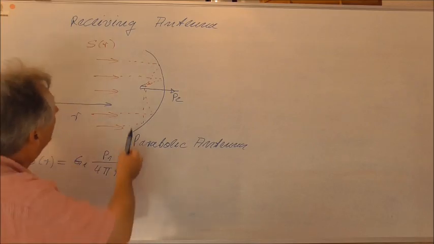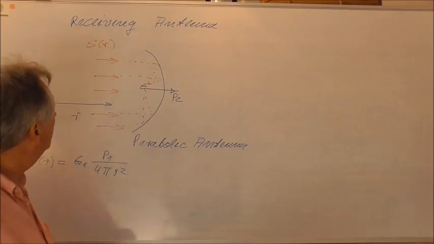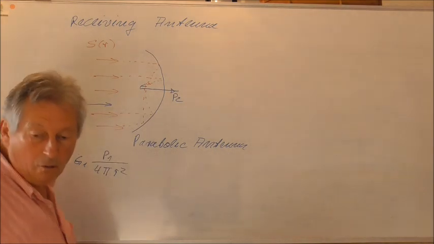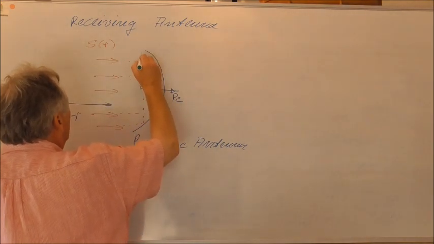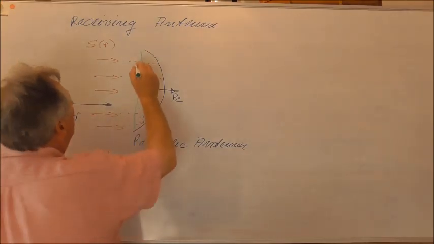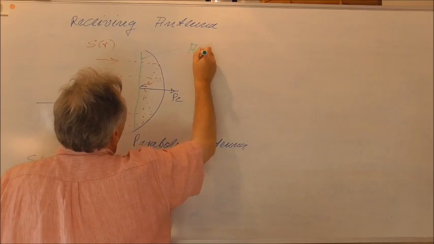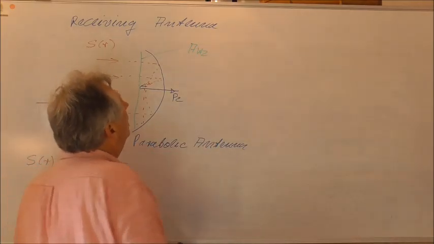The easiest way to understand the behavior of the receiving antenna is if I start with a parabolic antenna. Of course, the parabolic antenna will in principle gather all the power which will flow into its cross-section, so we can assign to this cross-section a certain area, AV2.